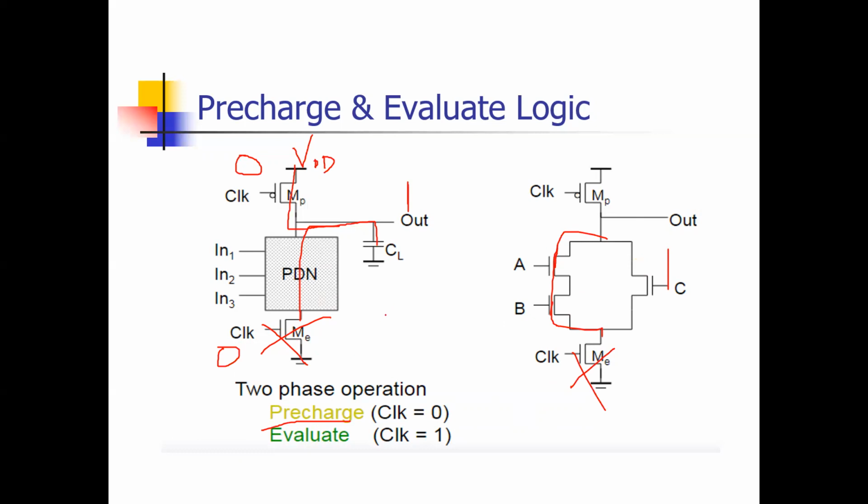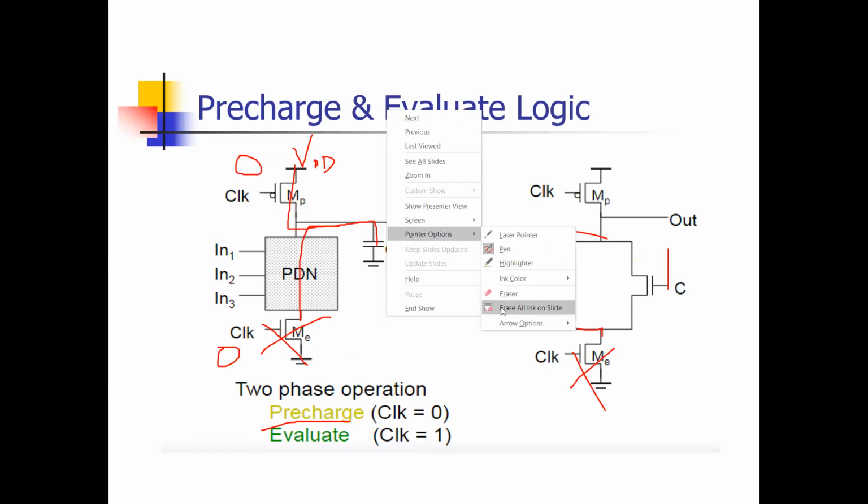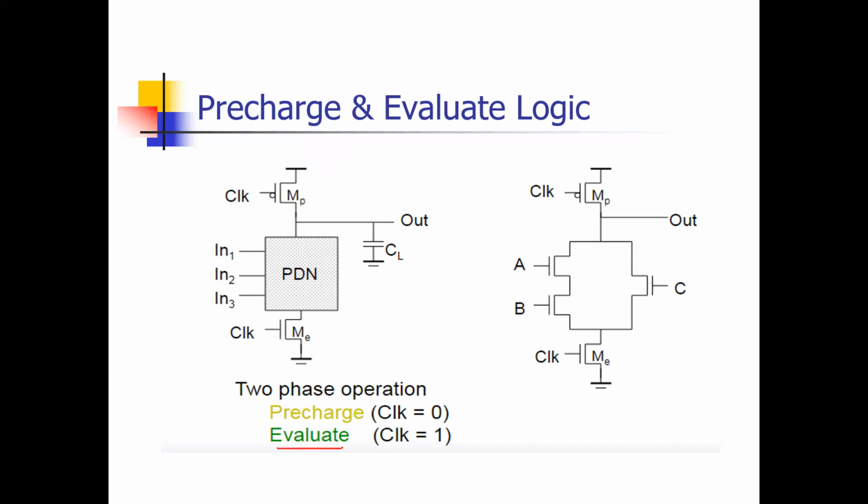Okay, so that is called the concept of pre-charge. Next is the concept of evaluate. Now the clock is 1. At clock 1, the PMOS transistor will be cut off, it will be off, and the NMOS transistor will be on. 1 means you are giving high voltage. So now this transistor is on.